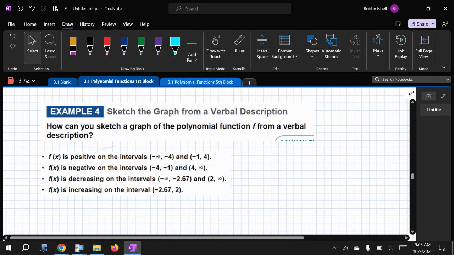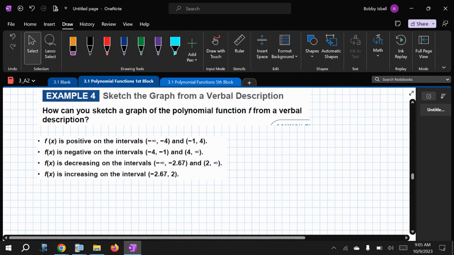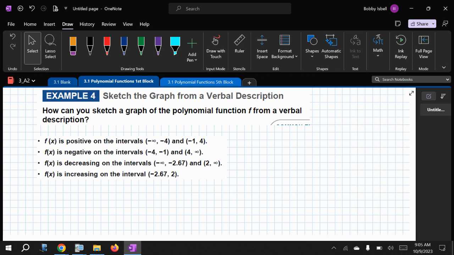All right. This is where we start pulling in some stuff from Unit 1, or Topic 1. It doesn't give us an equation at all, so the calculator really doesn't help us much on this. This is where using the ideas and being able to visualize things comes in. It says, how can you sketch a graph of a polynomial function from the verbal description? It's just giving us clues about what it looks like. F of x is positive on the intervals from negative infinity to negative 4 and from negative 1 to 4.